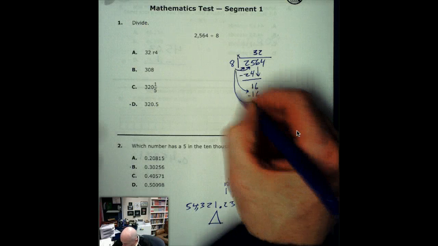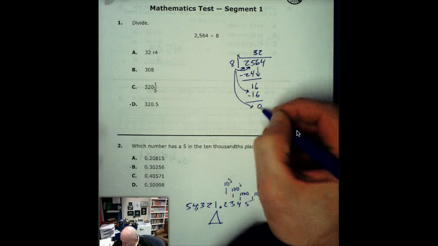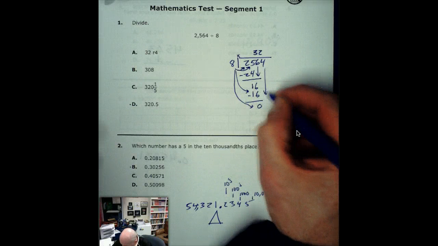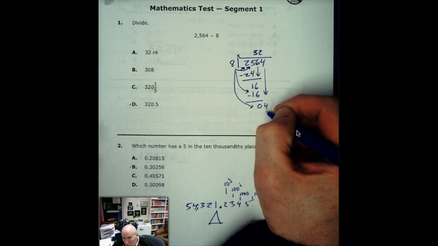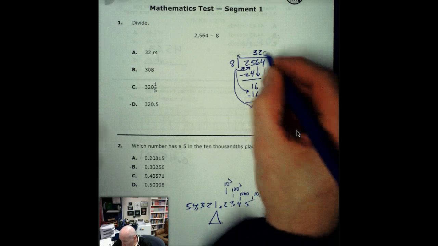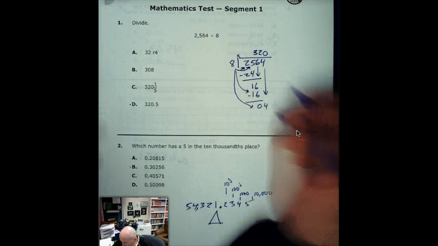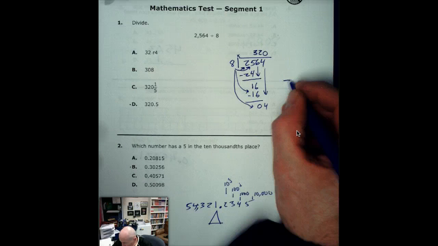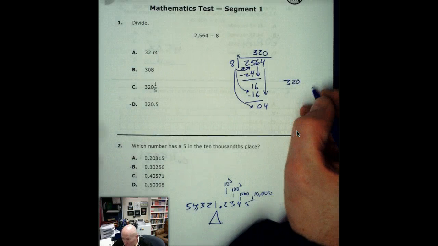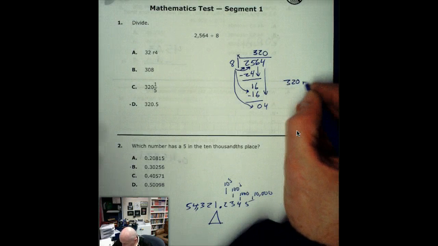Here are some important questions. Keep finishing it out. Does 8 go into 0? No, it doesn't. Let's bring down this 4 here. How many times does 8 go into 4? Well, it goes in there 0 times. You've got a remainder. It just won't fit in there. So what you end up with is 320 with a remainder of 4.